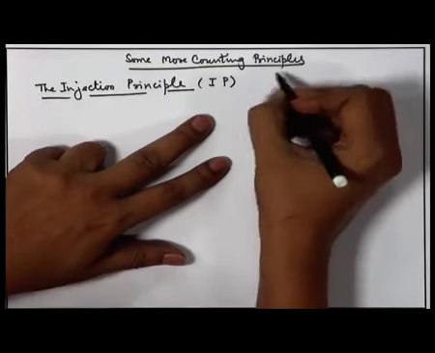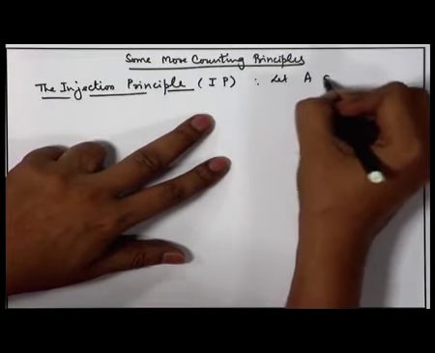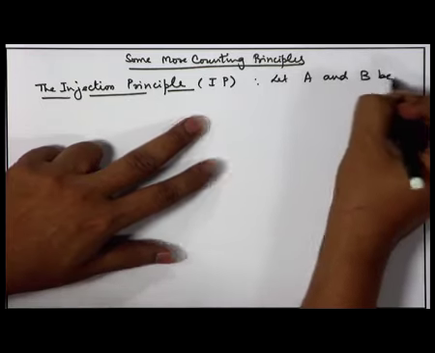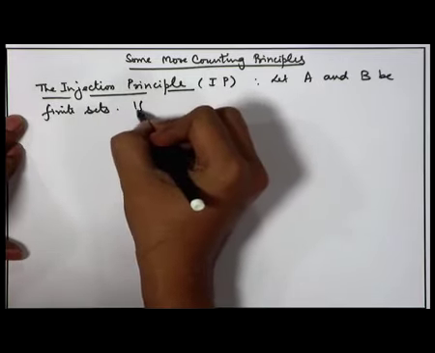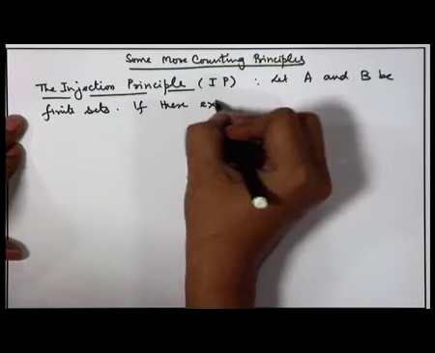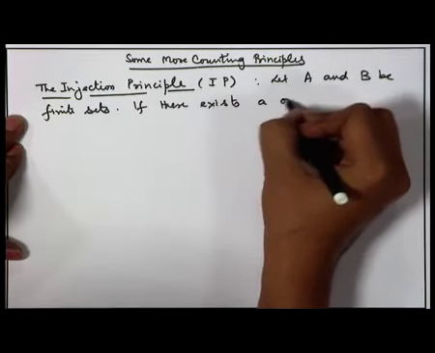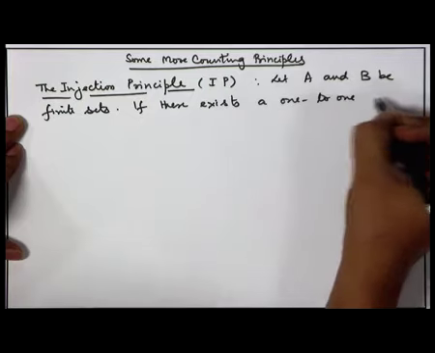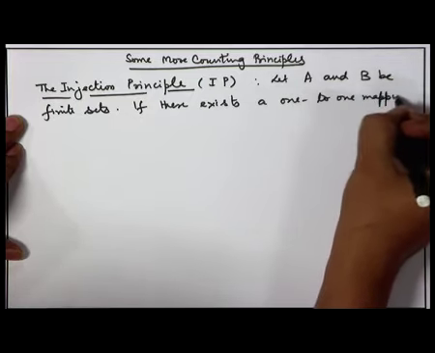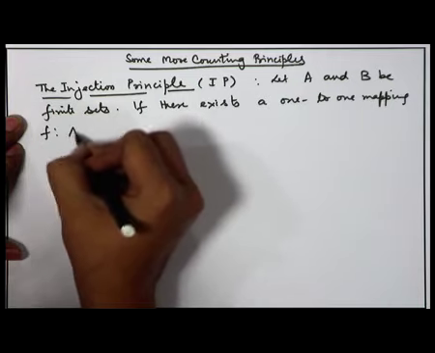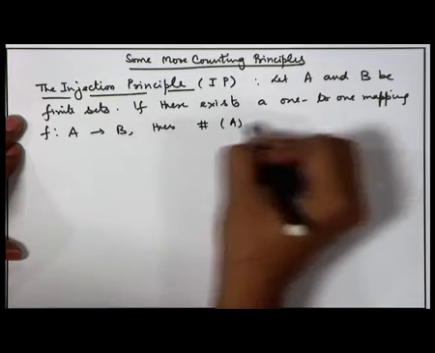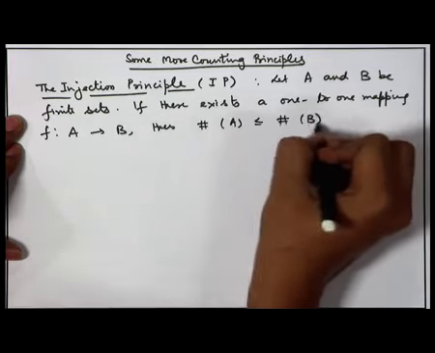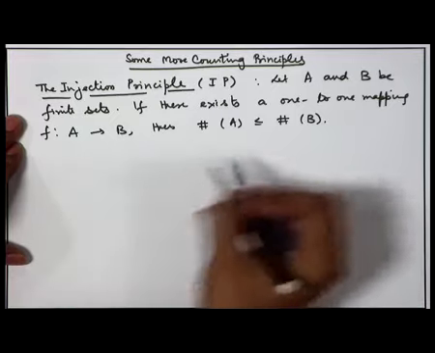So, let me firstly talk about the injection principle. Let A and B be finite sets. If there exists a one-to-one mapping f from A to B, then the number of elements of A is less than or equal to the number of elements of B. So, this is something very simple to understand.